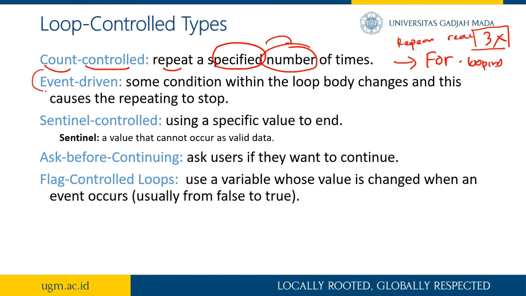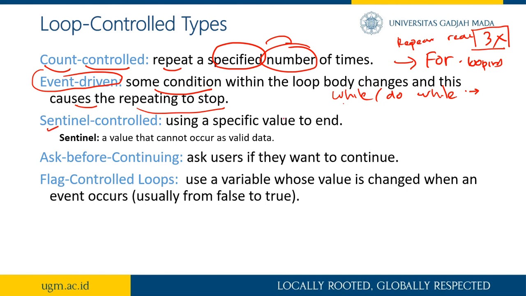We can also use the event driven loop, which is a loop with some condition that will cause the repeating to stop. We can use the while or do while, because we never know how many repetitions will be done to be exact. So we don't really know if it will be done 3 times or 4 times. It depends on the condition. If the condition isn't met, then it will stop.